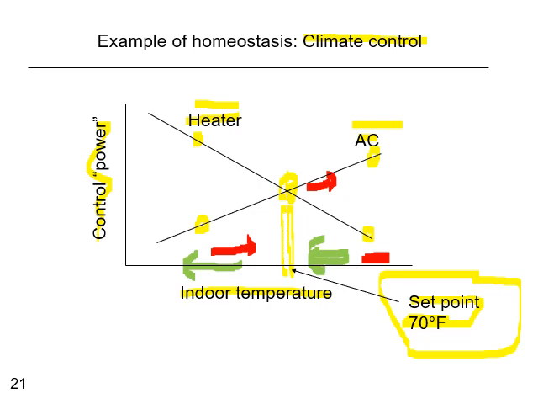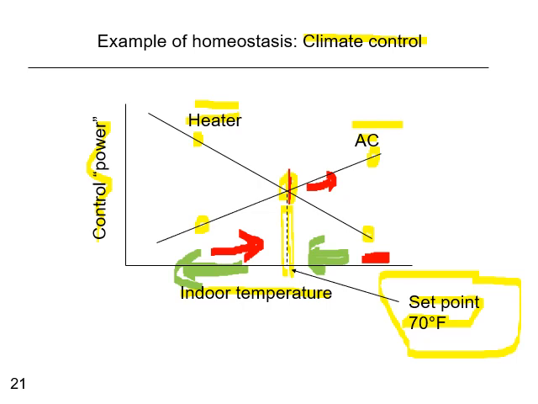If you were to open the window in the wintertime, that would cause the room to cool off, that would increase the power to the heater and decrease the power to the air conditioner, and the system would try to raise the temperature back to the set point. And the set point is where they are of equal power.